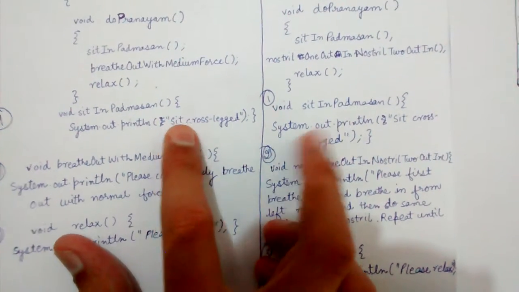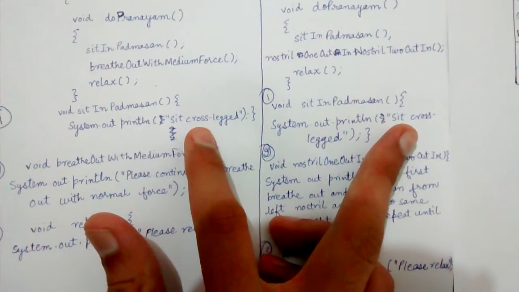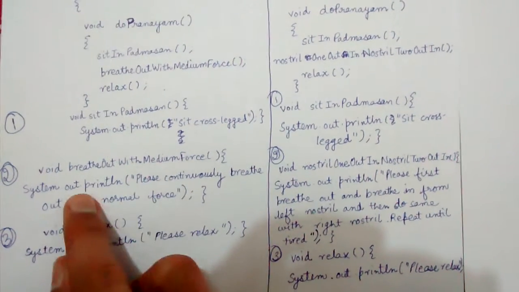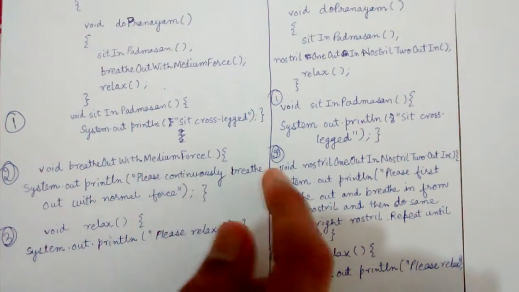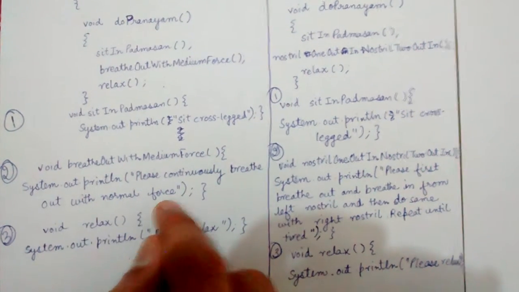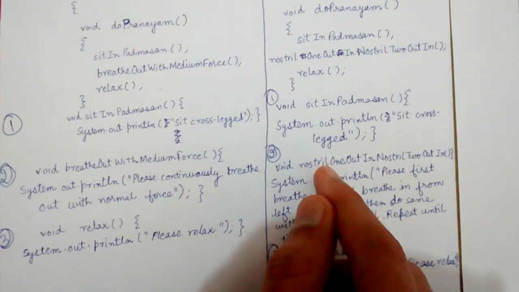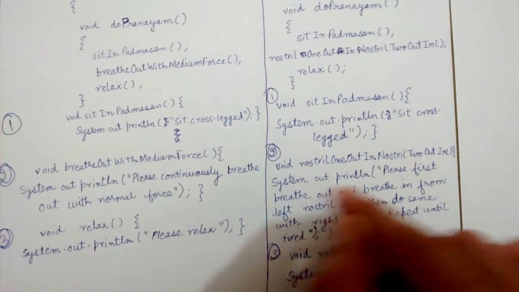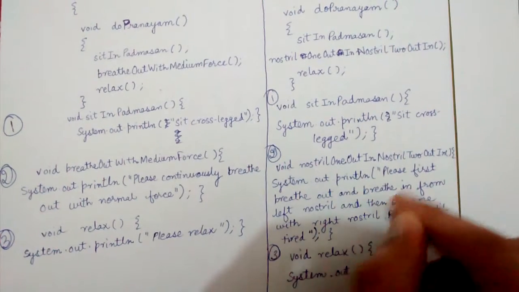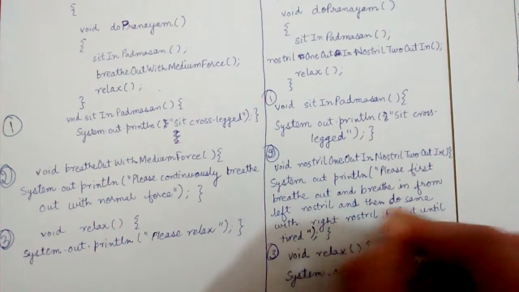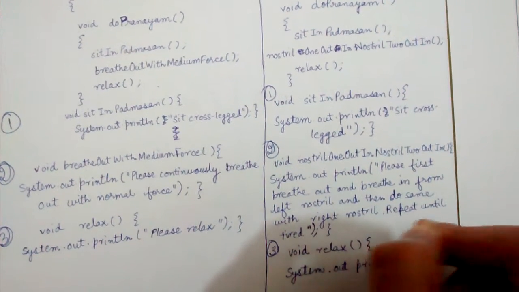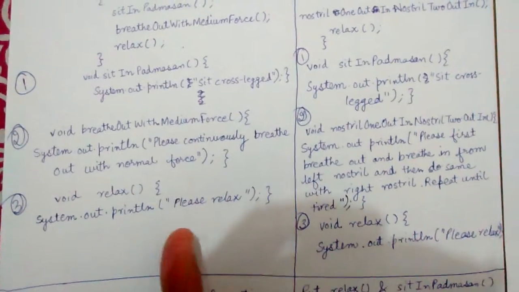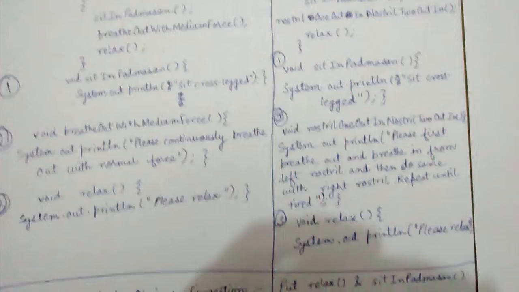Sit in Padmasana is having the same implementation, sit cross-legged. Breathe out with medium force is having the implementation, it's just printing please continuously breathe out with normal force. Nostril 1 out in, nostril 2 out in method is just printing please first breathe out and breathe in from left nostril and then do the same with right nostril, repeat until tired. Relax method is printing please relax in both the cases.